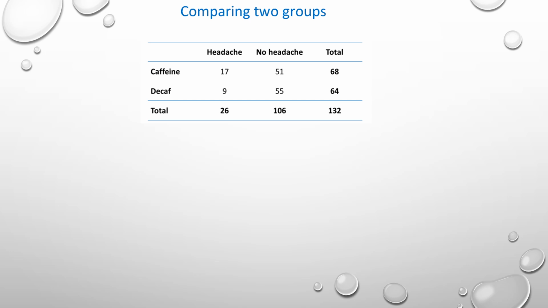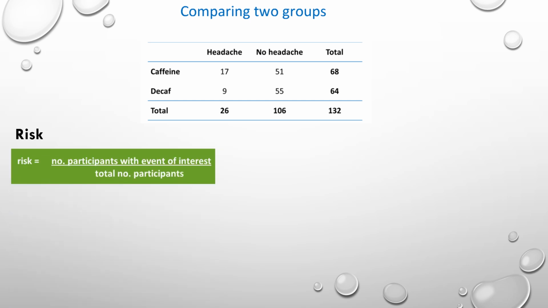Among caffeine drinkers, out of 68, 17 people got headache, while 51 individuals didn't get headache. Among decaffeinated drink users, out of a total of 64, 9 individuals got headache, while 55 didn't get headache. Out of a total of 132, 26 individuals got headache, while 106 didn't get headache. So, first we will learn what is the risk of headache among caffeine users, and what is the risk of headache among decaffeinated drink users.